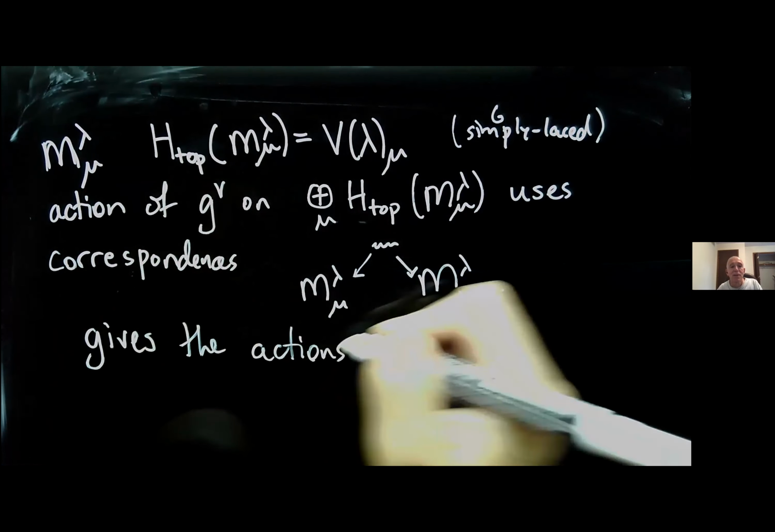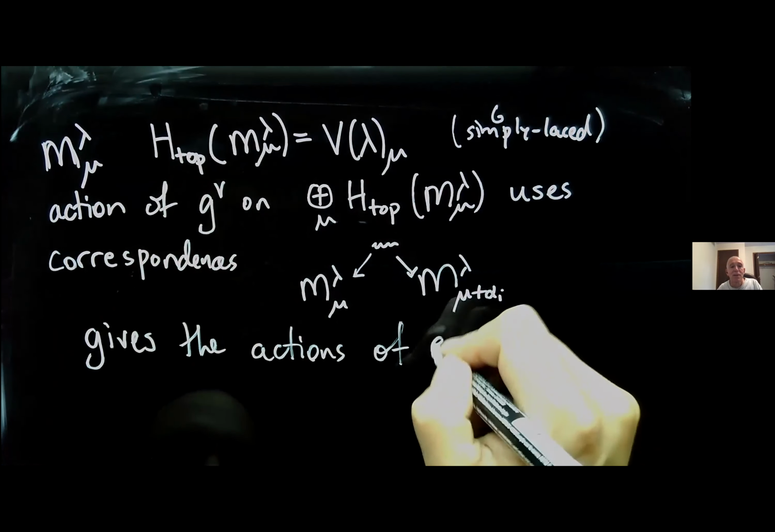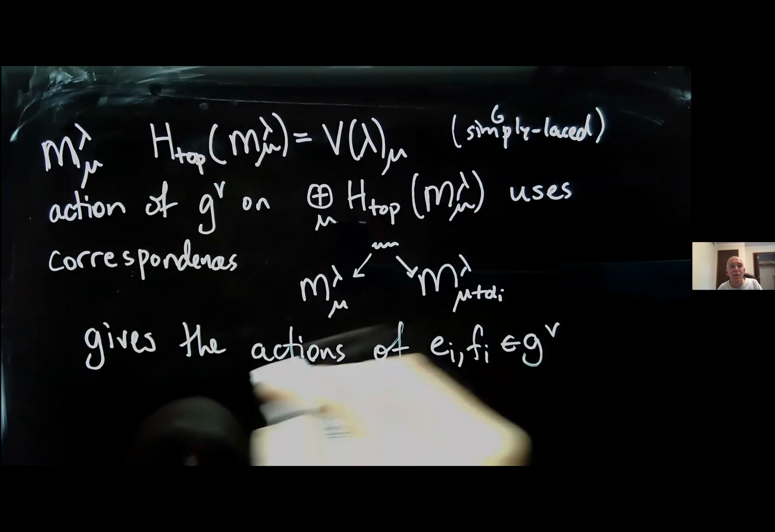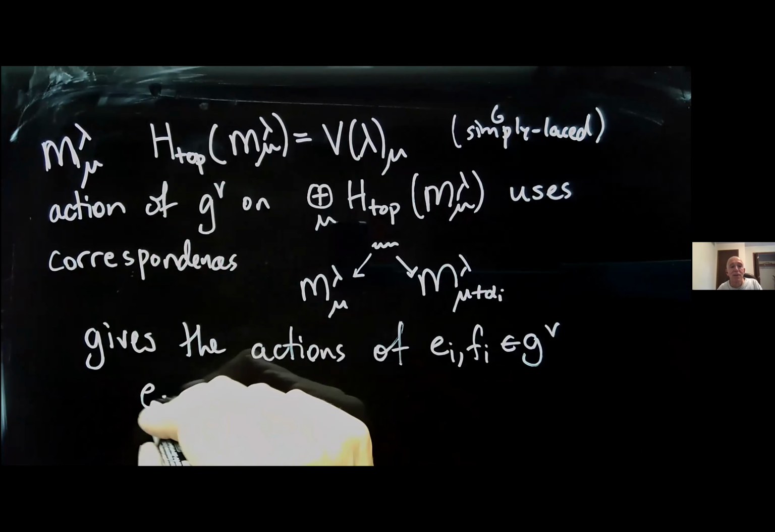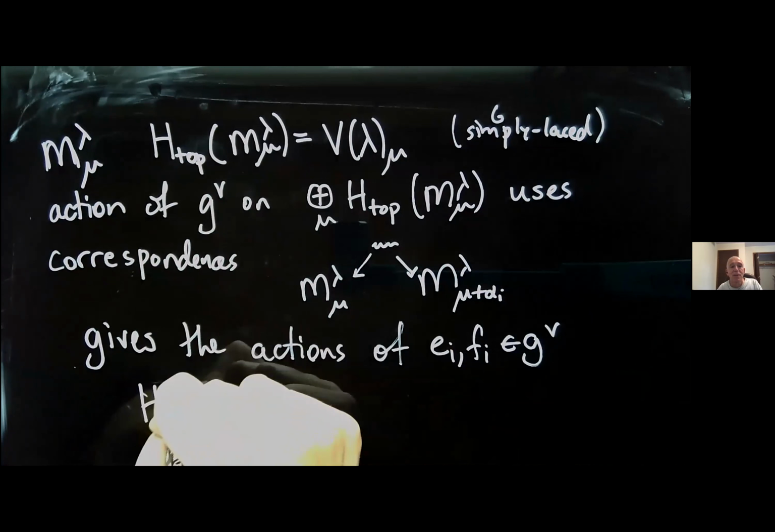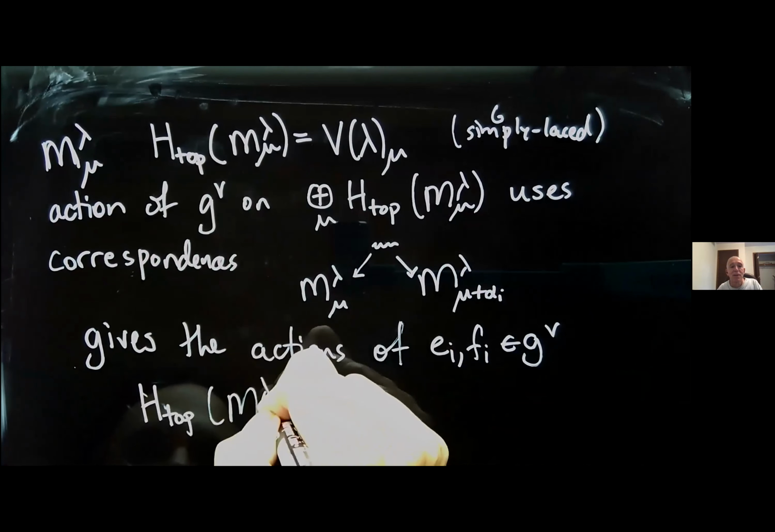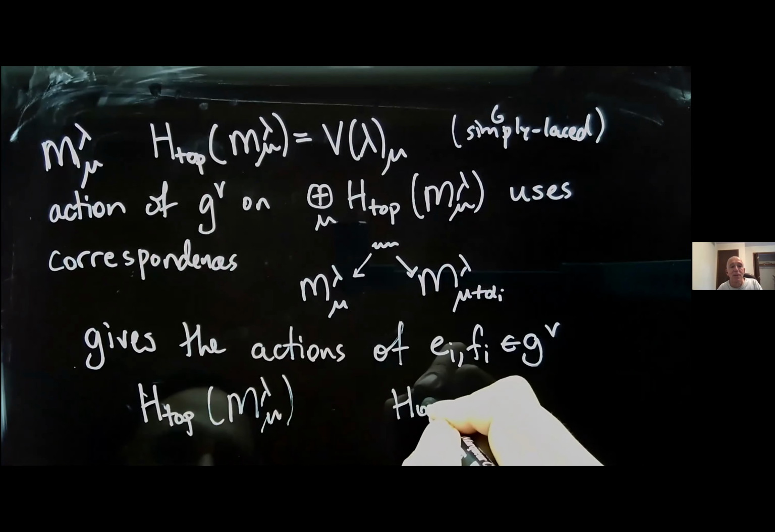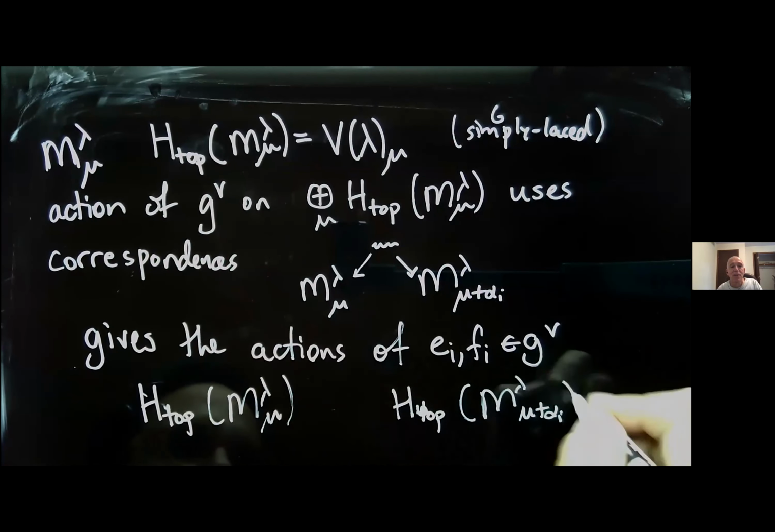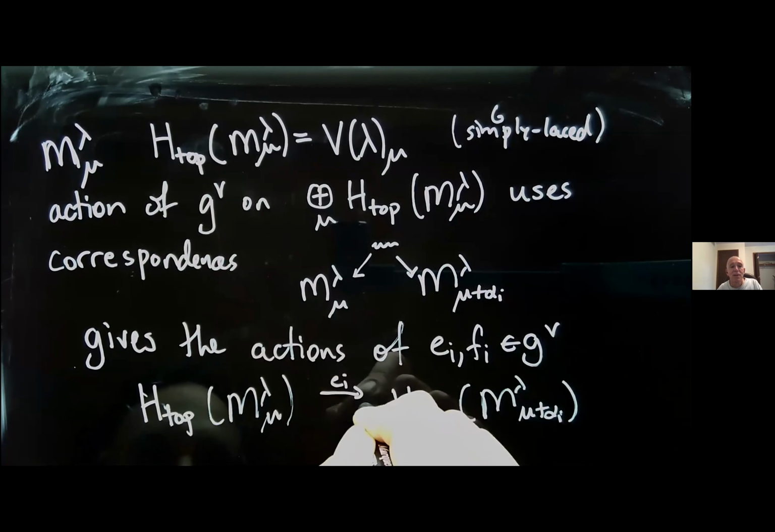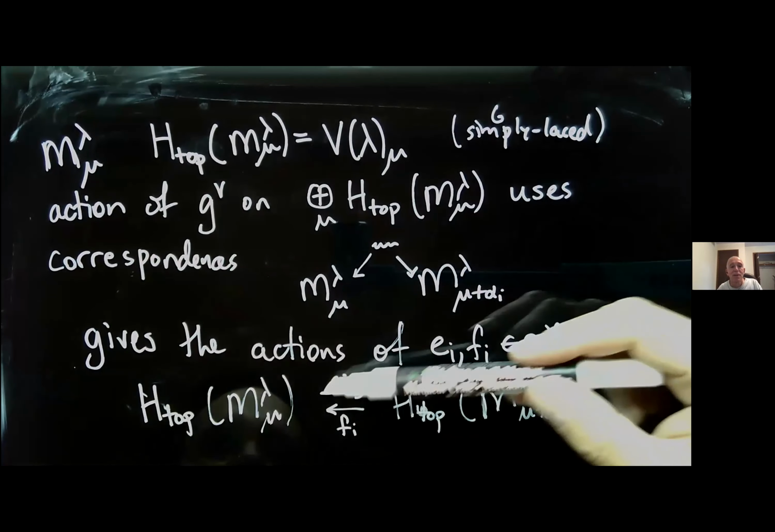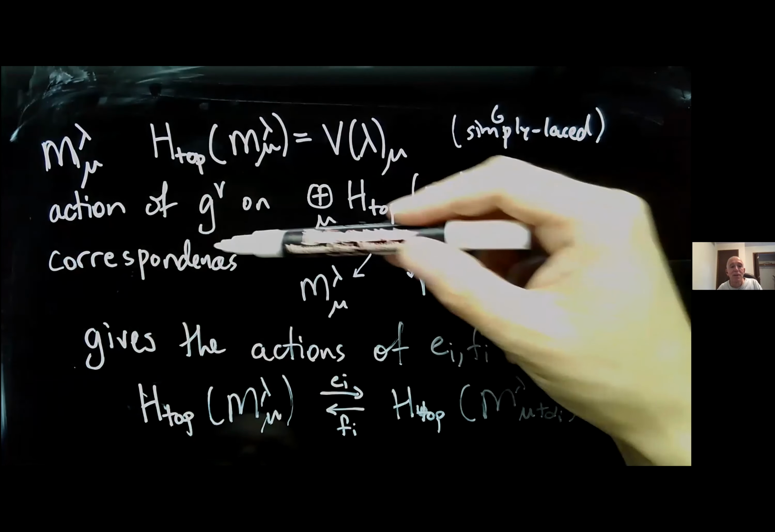Or both the actions of the Chevalier generators EI and FI in G. So there are these guys, EI, FI, that will give us linear maps back and forth between this H top M lambda mu and H top M lambda mu plus alpha. Okay, so there are some explicit correspondences here, which allow us to define these linear maps, and together, these EIs and FIs will give us an action of G check.